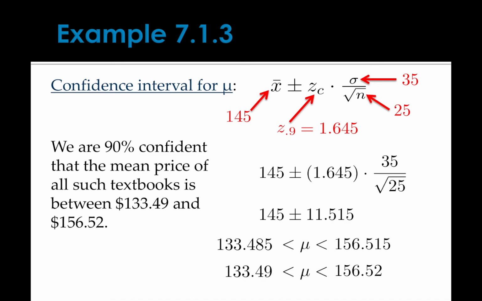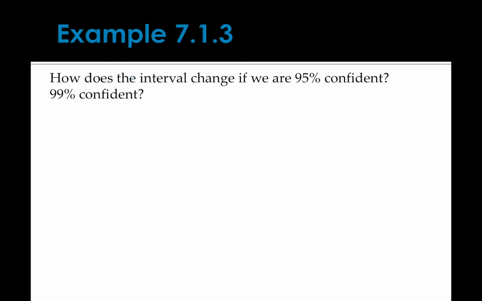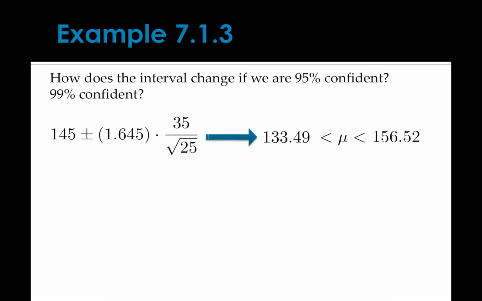This example asks us a little extra question. It says, how would our interval change if we are 95% confident or 99% confident? So here was the interval that we just calculated, and we got those numbers. The only thing that's going to change, this was a 90% confidence interval. If we want to go from 90% confident to 95% confident, that bit right there is the only thing that's going to change. The population mean, standard deviation, and sample size are all still going to be the same.